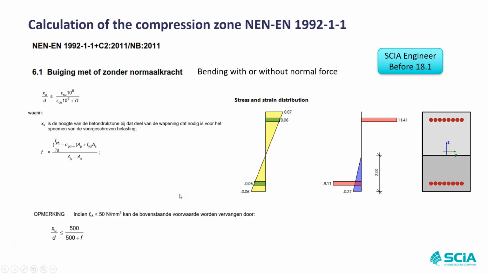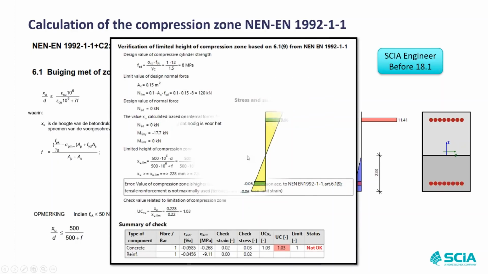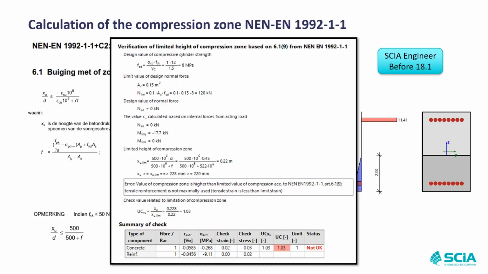This was already implemented in SCIA Engineer since the beginning of the new concrete, so there is nothing new. But what we made recently, in some cases, when you do the calculation of the compression zone limit, you will get a unity check bigger than 1 because the limit is not fulfilled. And then we received some complaints from clients asking, okay, I know you are trying to follow the NEN National Annex, but in some cases we don't want to do the checks. I don't want, as a user, to do the checks.